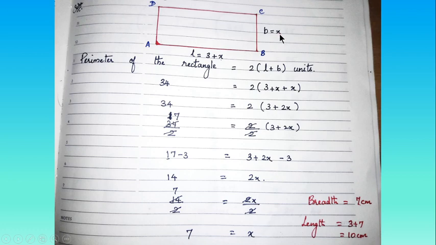So since we have assigned breadth is equal to x, we found the value of breadth, and the breadth is equal to 7 centimeter. So again, the length is equal to 3 plus x, isn't it? So 3 plus, we found the value of x is equal to 7. So 3 plus 7 is equal to 10 centimeter. And the perimeter of the rectangle is given as 34 centimeter. That's why we are writing in terms of centimeter.